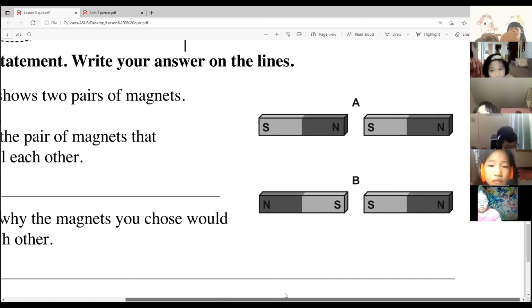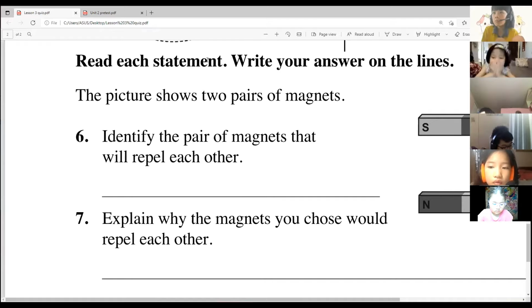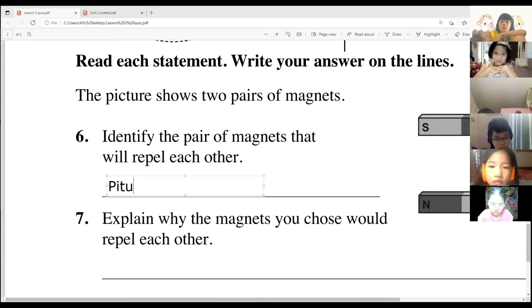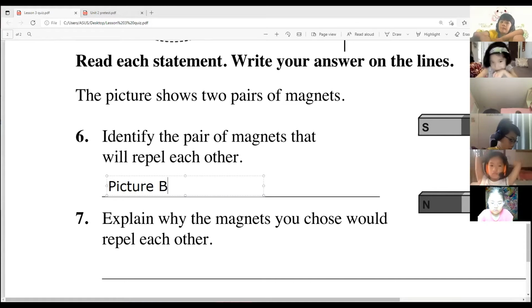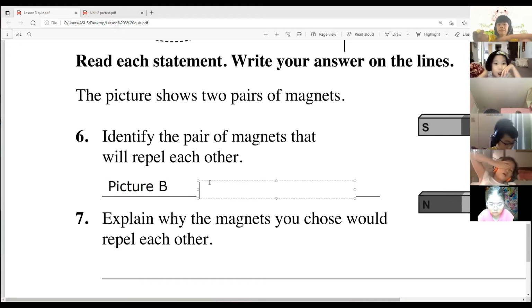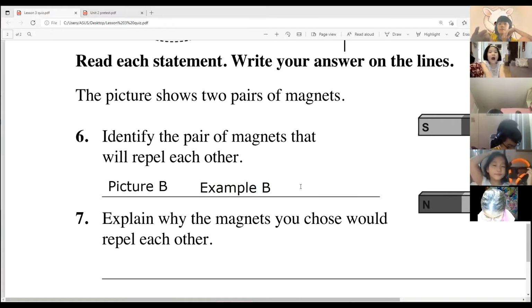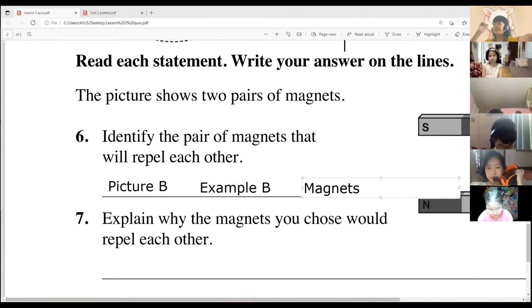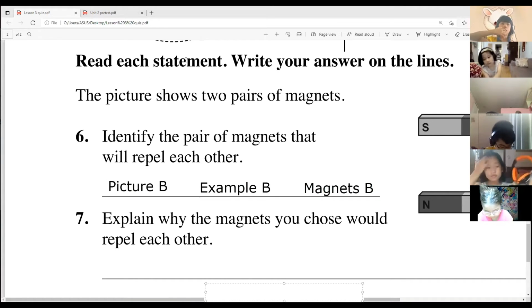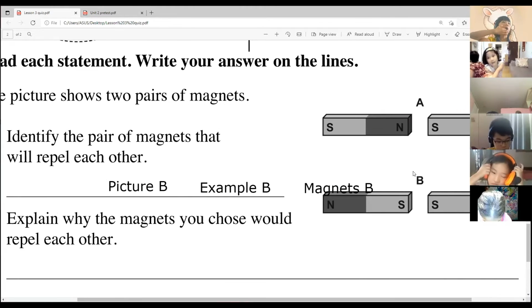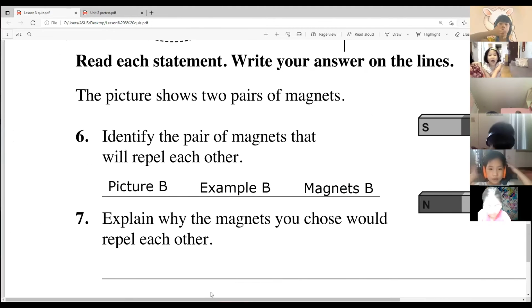Exactly, Misha. So what we would write, to identify the magnets that repel each other, you could write picture B, or you could write example B. Maybe you wrote magnets B. Something like this to let us know what you wanted to answer. It is just B. Okay? Any of these are good: picture B, example B, magnets B, whatever you want.